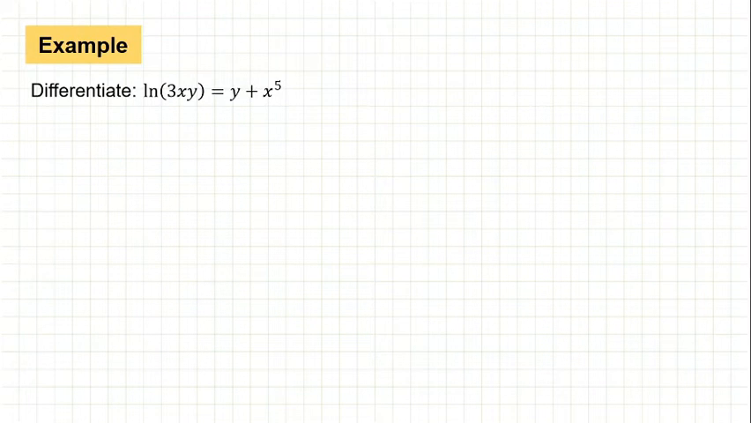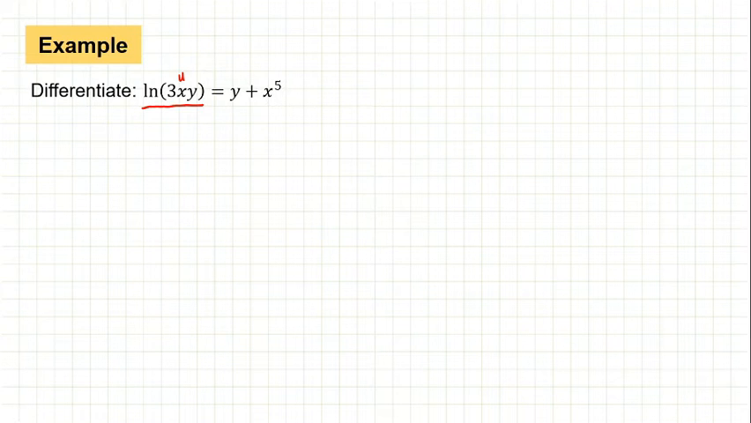Differentiate ln of 3xy equal to y plus x to the power of 5. So here, we will apply implicit differentiation and the derivatives of other transcendental functions. So we have here ln. So our u is 3xy. So this is our u, the inner function.